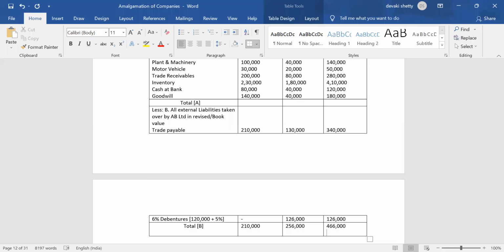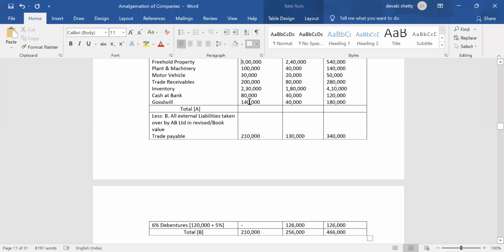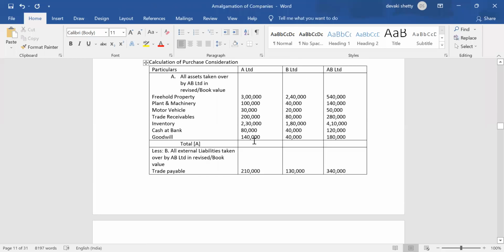Now we come to the, here also we want the total of assets. Total of assets, how much it is? 10,80,000. Here it is 6,40,000. Here it is 17,20,000.